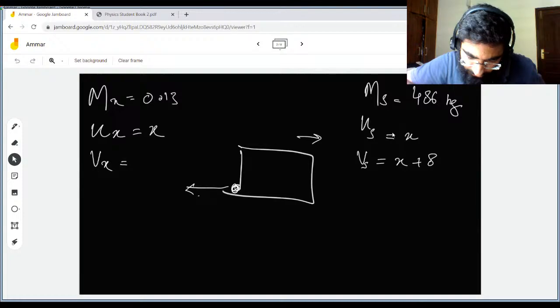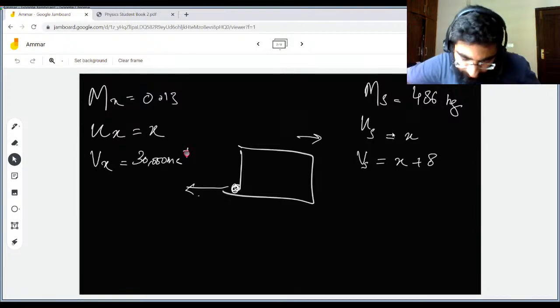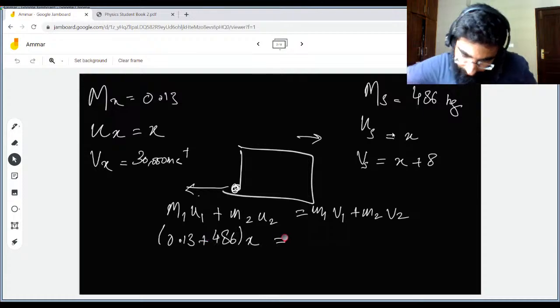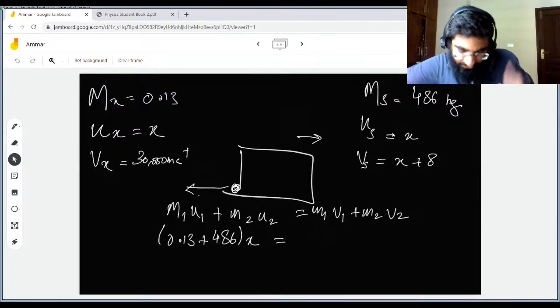meters per second. Okay, so let me write all this in the form of m1 u1 and m2 u2. Since u1 and u2 are common, I can write it as 0.13 plus 486 times x is equal to m1 v1 plus m2 v2, where m1 I consider to be xenon.